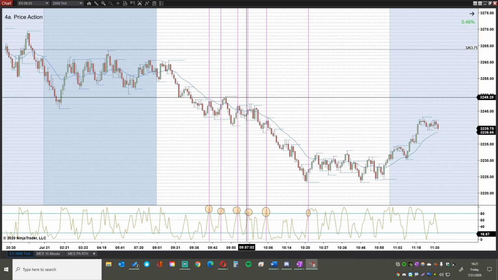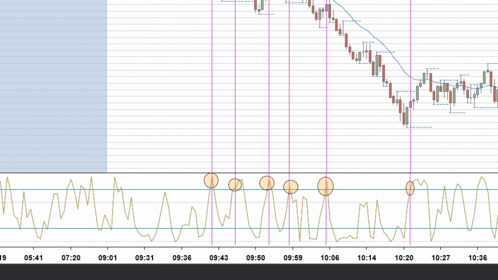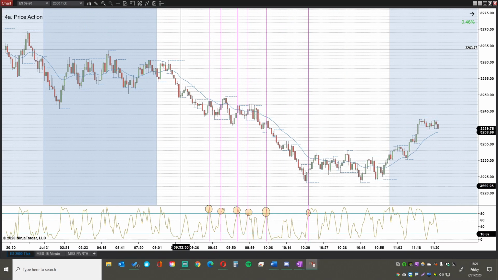Now, what we're looking for in this case is the stochastic to go from the bottom range all the way up to the top. And that quick snap higher is really, really preferable. You want to see it really kind of snap up like that quickly. Otherwise, it's going to make it a little bit more difficult. But not just waiting for, oh, hey, the stochastic went to the top, let's sell.